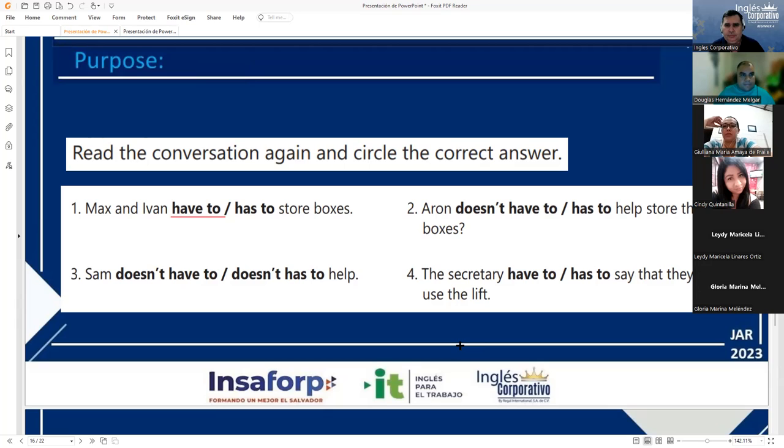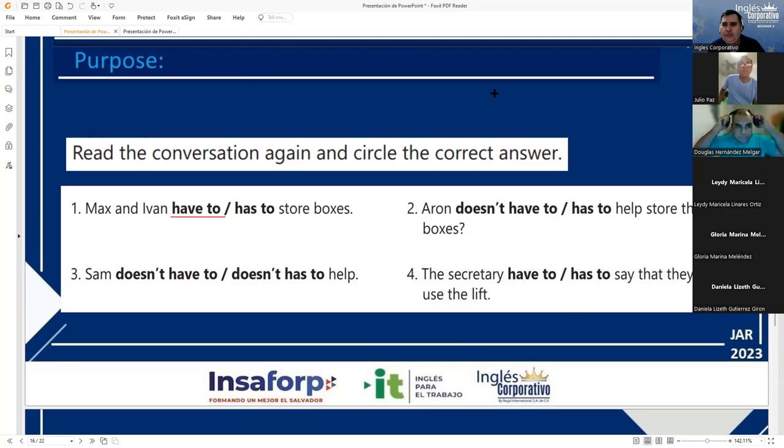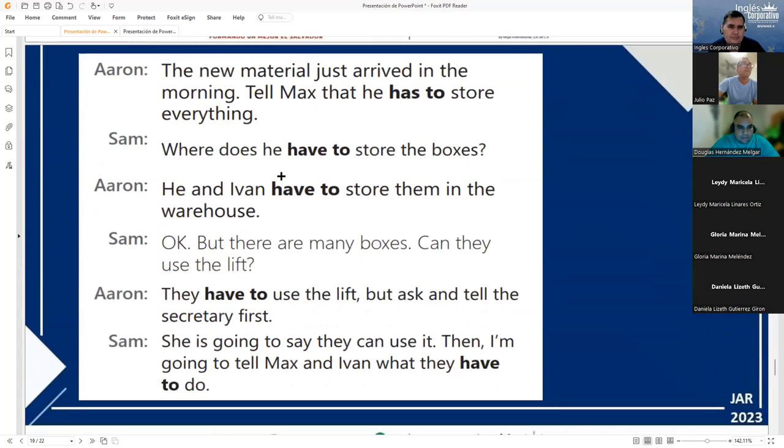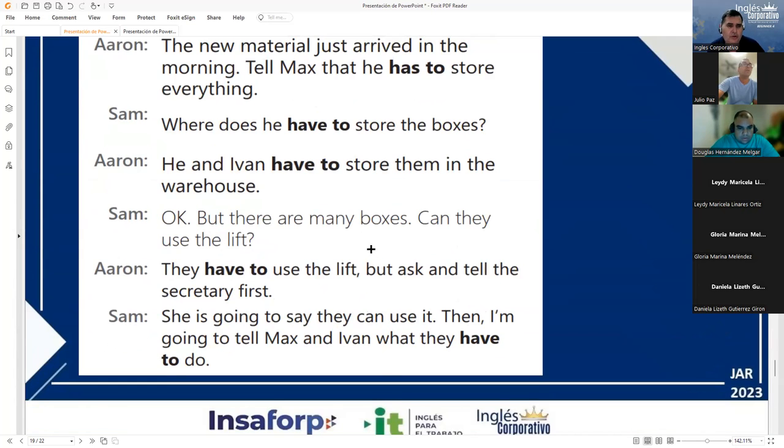Number two. Aaron has to help store the boxes. Number three. Sam doesn't have to help. Okay, Sam doesn't have to help. Not has, right. He doesn't have to.